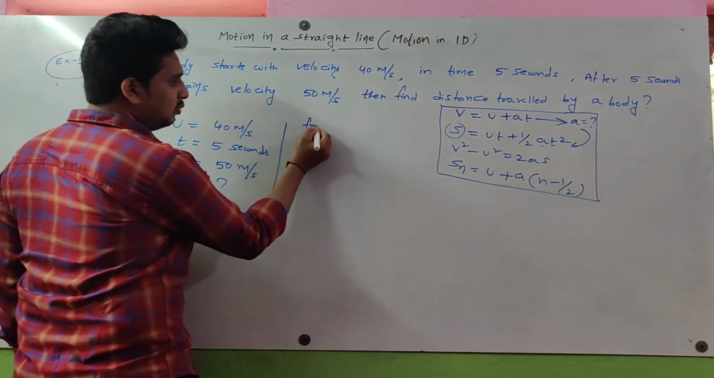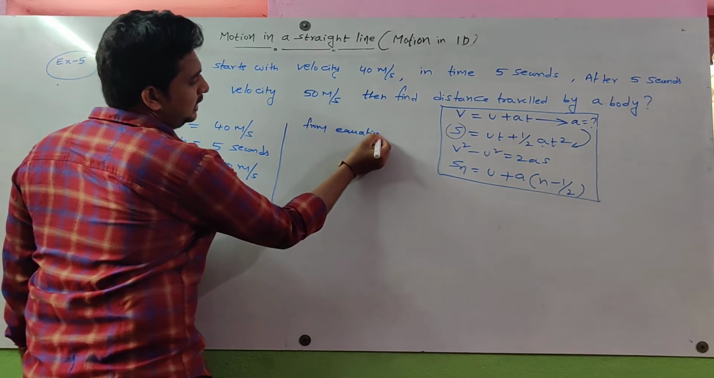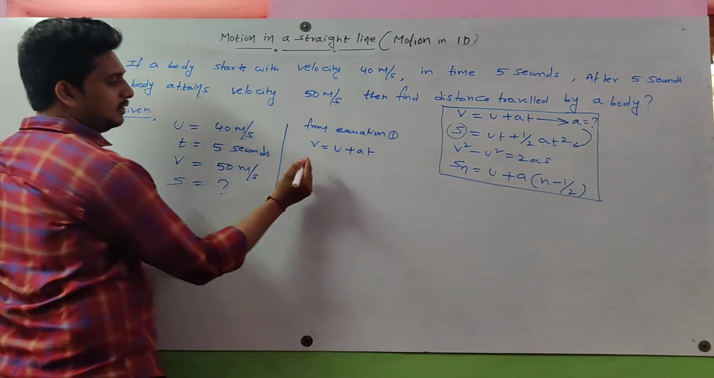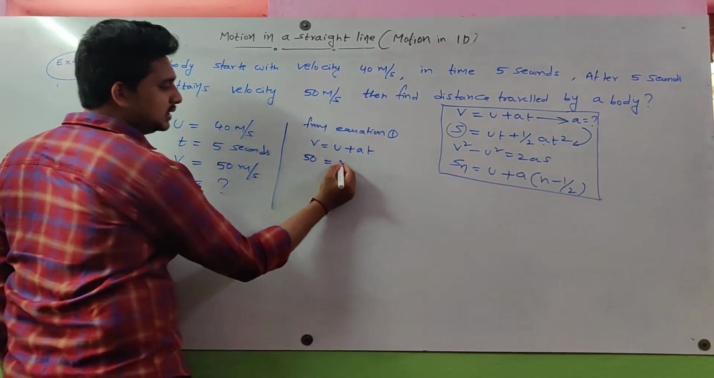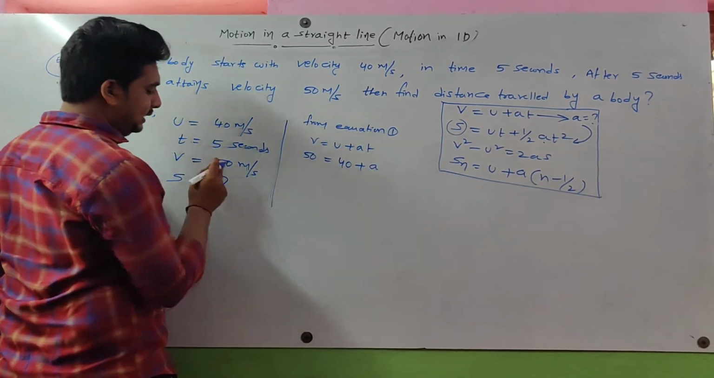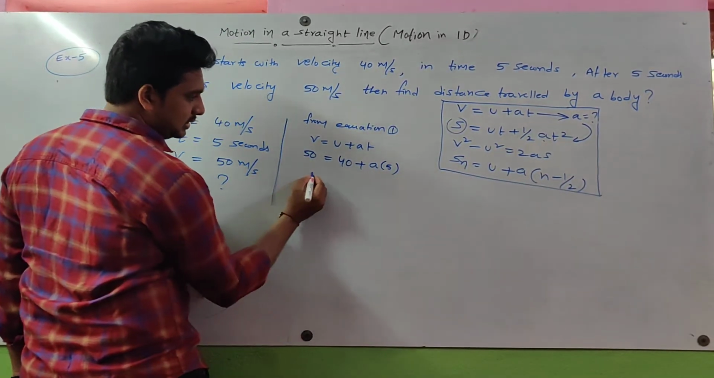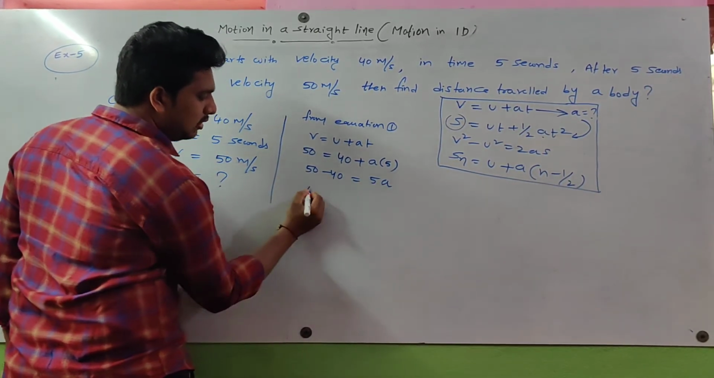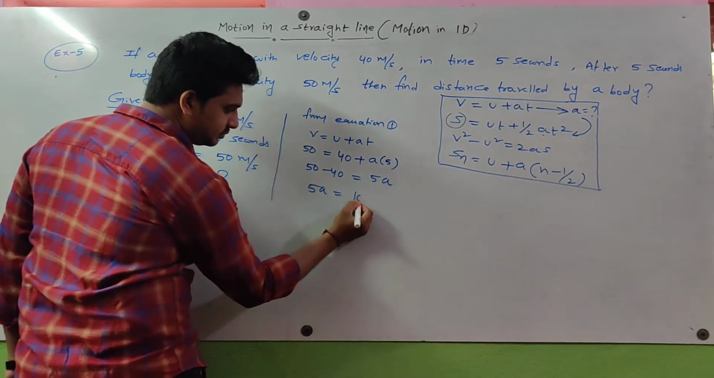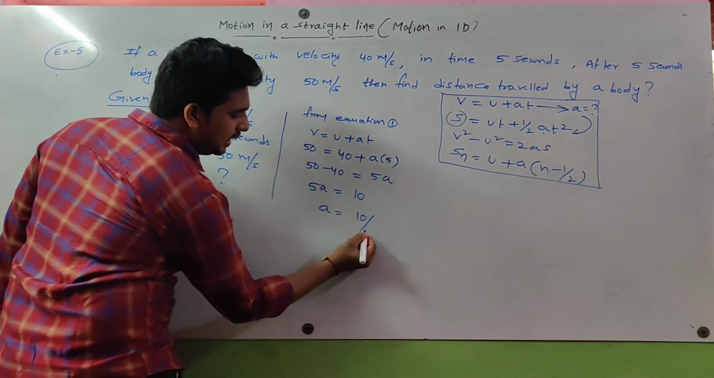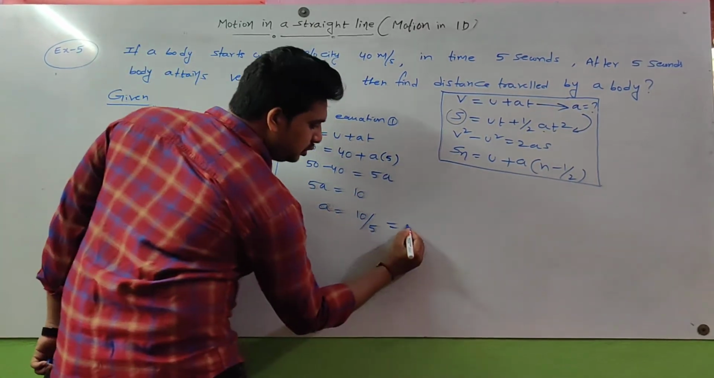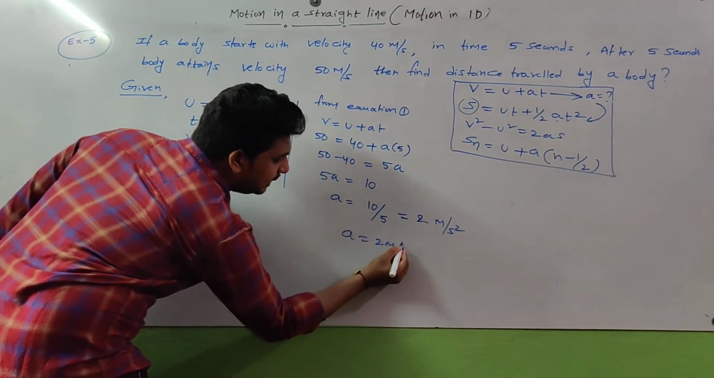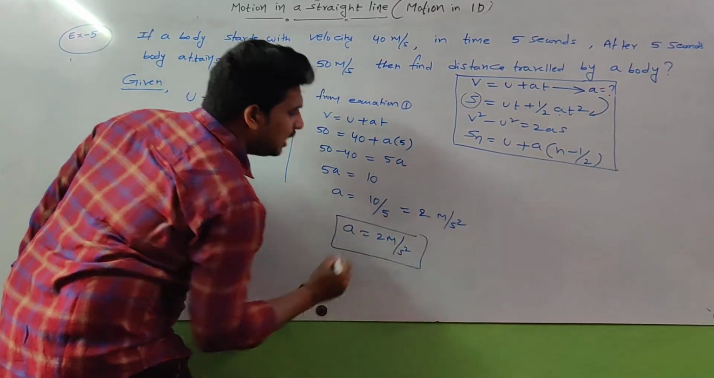How to find a here? From equation 1, v is equal to u plus at. v value is given, 50 is equal to u value 40 plus a, which we don't know, times t value 5. So 50 minus 40 is equal to 5a. 5a is equal to 10. Then a is equal to 10 by 5, that is 2 meter per second square. So acceleration we got here, 2 meter per second square.